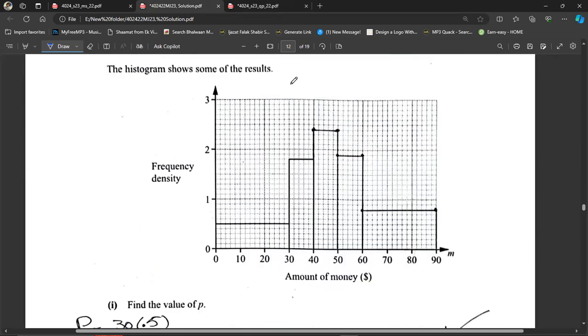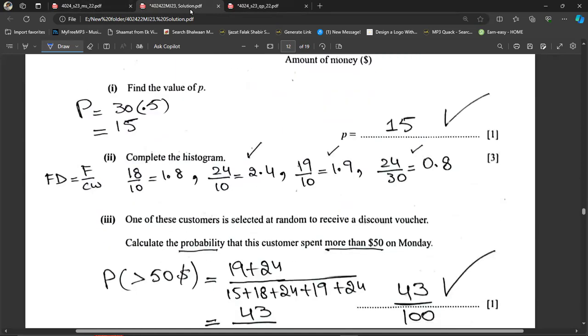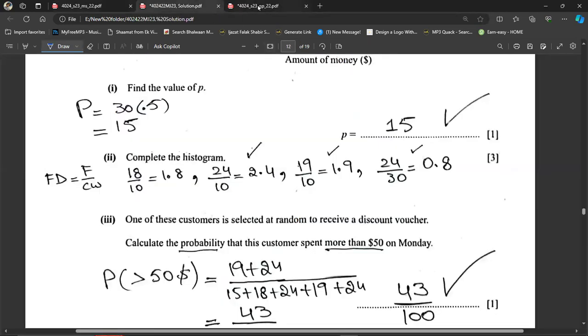On the y-axis, we have frequency density, and on the x-axis, we have the money which they spent. Hopefully, you understand this is the paperwork which we have done. And let me show you. This is okay. So you can see our answers are right. Okay, so we are going to the next part.